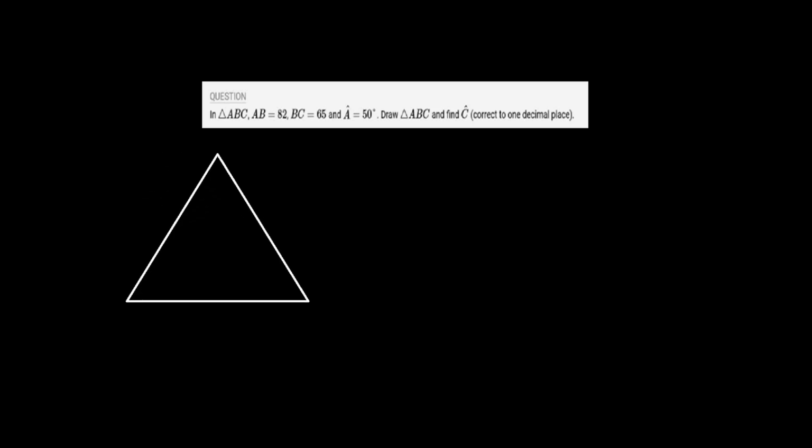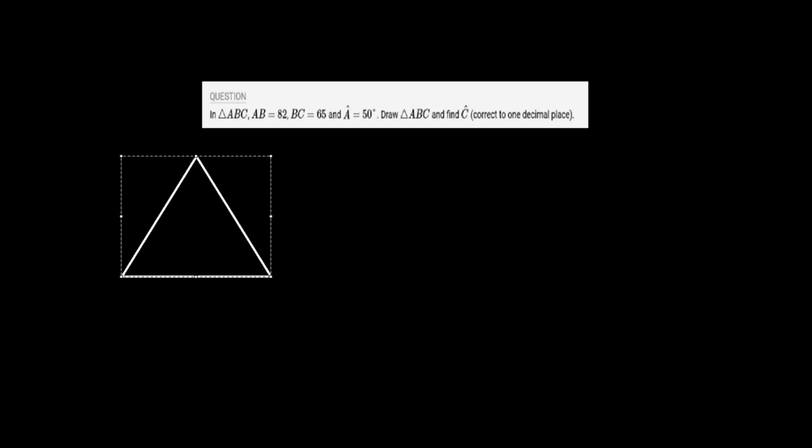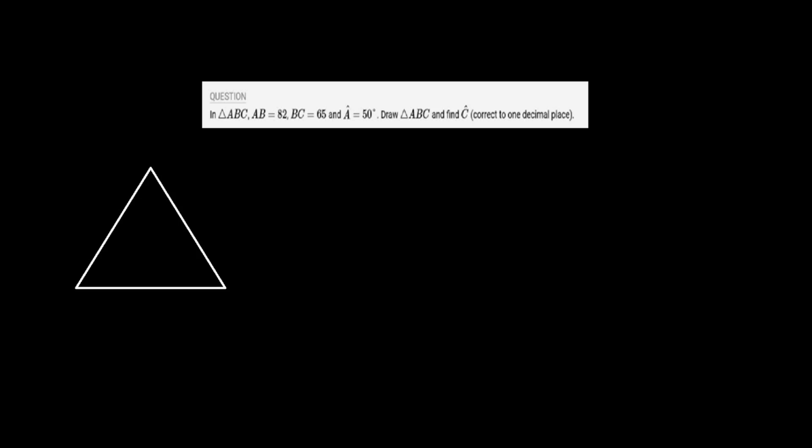All right, let's draw a triangle like this. So according to this information, we have triangle ABC. So that's what I'm going to write down here. I have triangle ABC, right? Everything seems quite fine now. There's no problems. AB is basically length 82 units. That's easy enough. BC is 65 units. That's also fine. And angle A is 50 degrees.